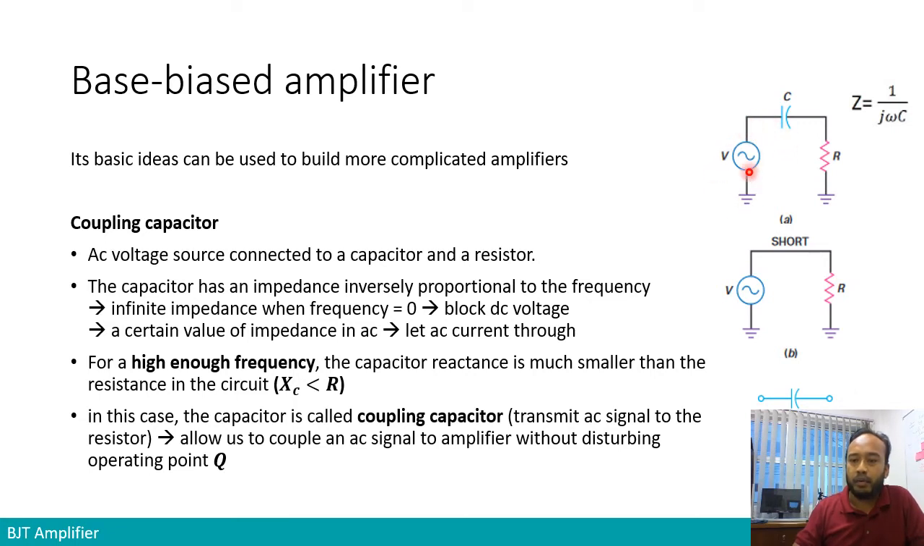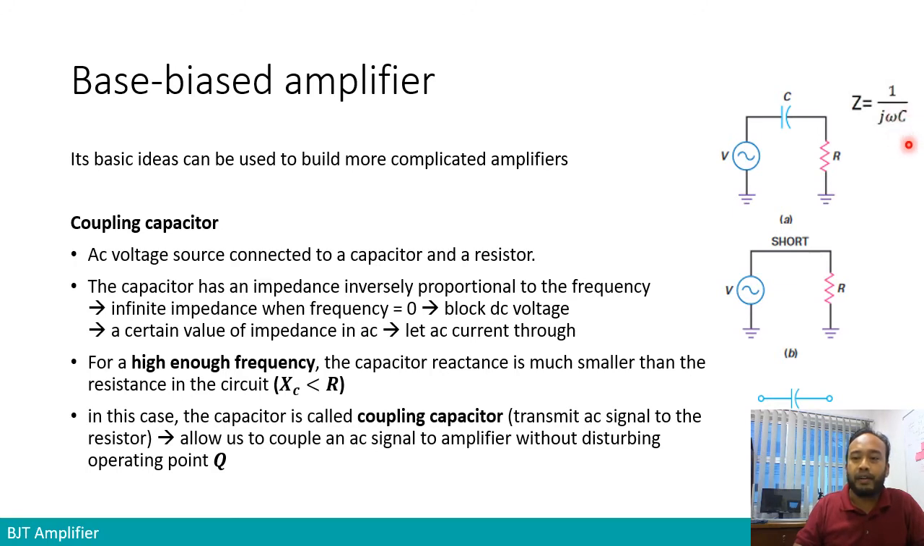So in this simple circuit, we have an AC voltage that is connected to a load, and in between we have a capacitor. The capacitor has a certain value of impedance. We have learned previously in basic electrical engineering that the impedance Z is inversely proportional to the frequency and the value of capacitance, right? It is inversely proportional to the frequency and the value of capacitance.